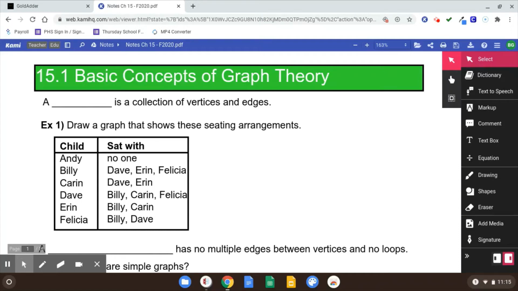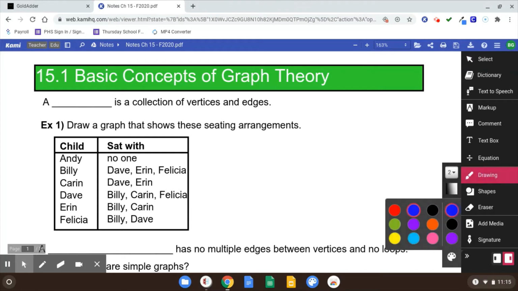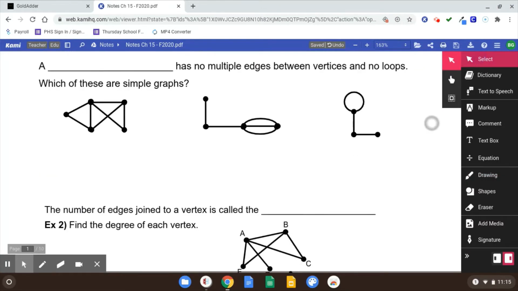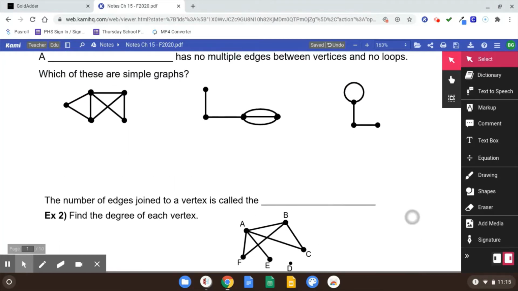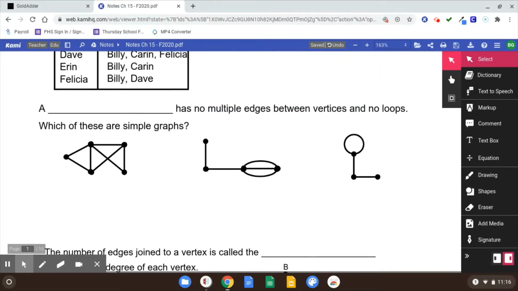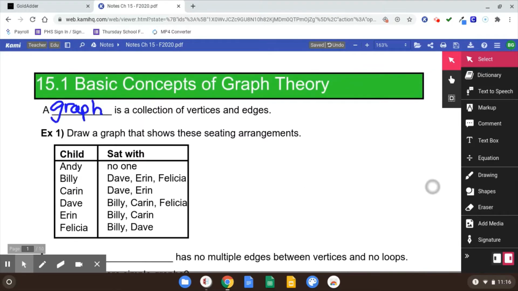15.1, basic concepts of graph theory. A graph is a collection of vertices and edges. So you can see a couple of different graphs on here. These graphs right here, these dots and line segments, vertices and edges, that's a graph.